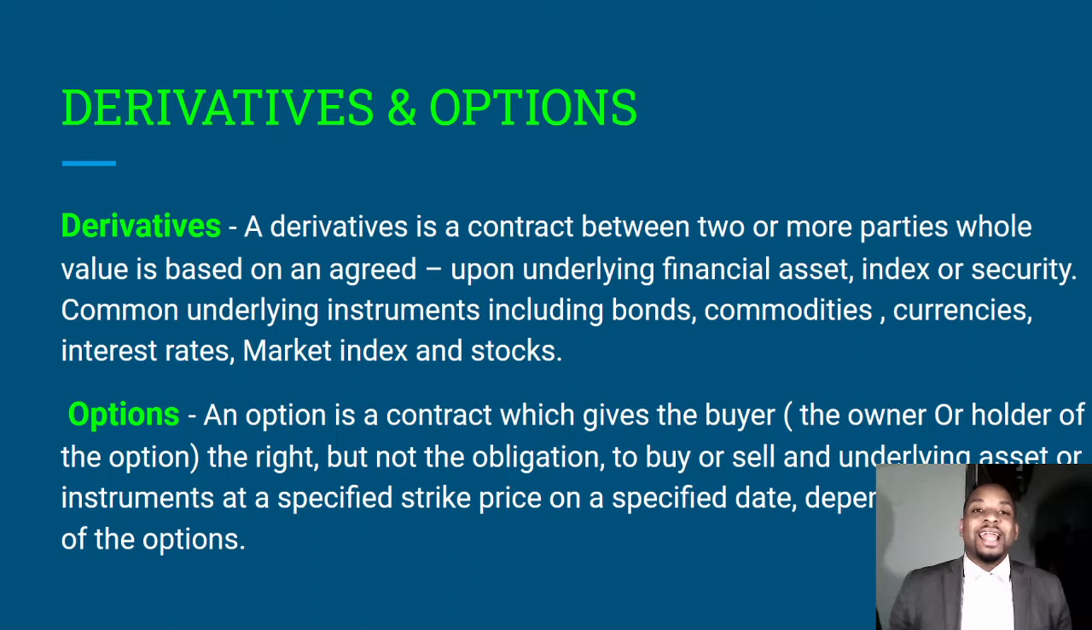What is an option? An option is a contract which gives the buyer, the owner or holder of the option, the right but not the obligation to buy or sell an underlying asset or instrument at a specific strike price on a specific date, depending on the form of the option. So guys, I wanted to start with this because you need to know the difference between a derivative and an option. The biggest difference is that with an option, the buyer, who is the holder of that option, has the right to, but not the obligation to, buy or sell that underlying asset. And a derivative is a contract between two or more parties.